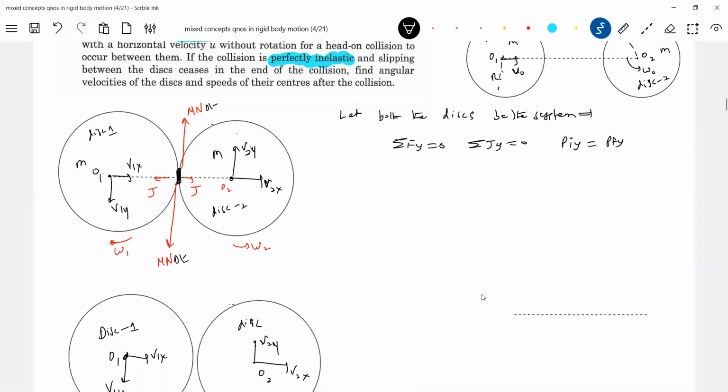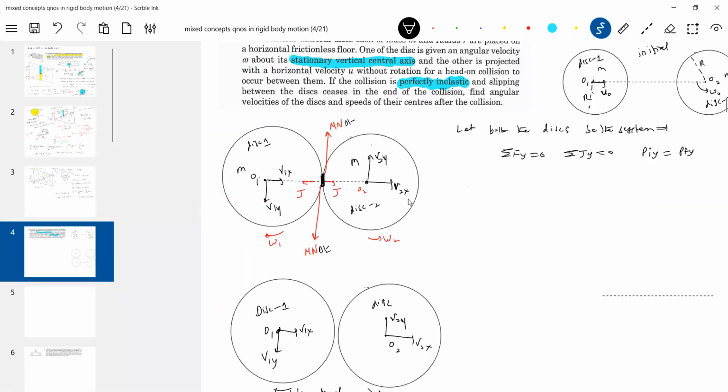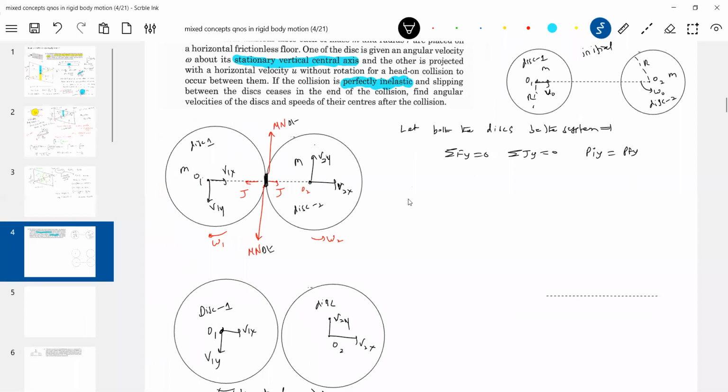So I think we have everything. Let's write conservation of linear momentum. What is the initial momentum along the y-axis? 0. Final momentum m v1y plus m v2y. So finally, v1y equal to v2y equal to vy. Along the x-axis, I can write the initial momentum. Let me write the impulse equation, although I could have written it directly, so that you get a basic idea of that.